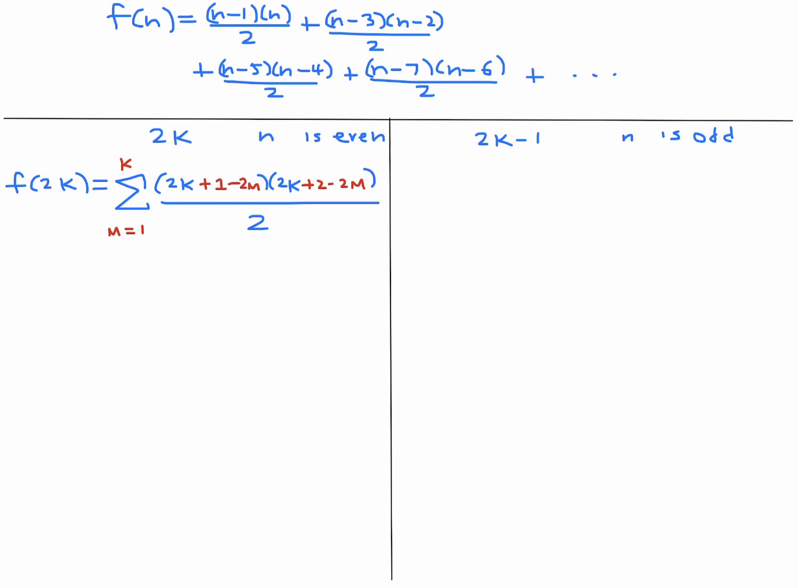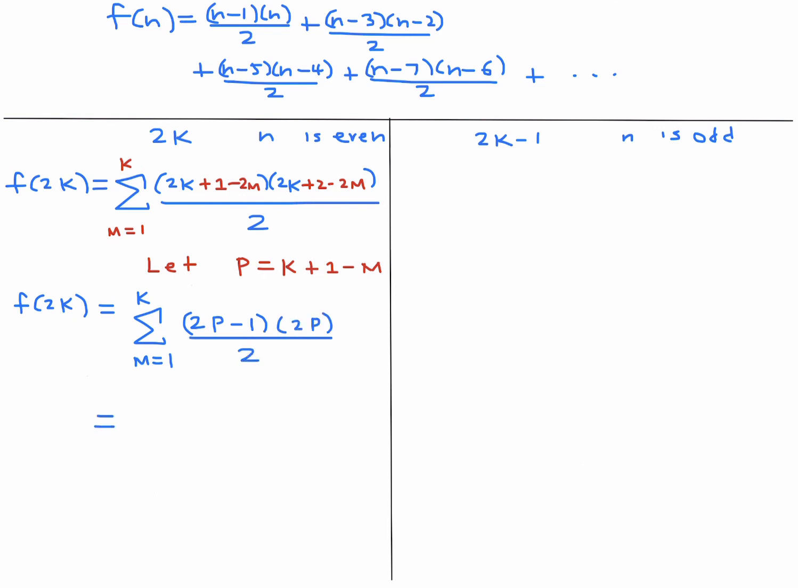To move forward with this, we have to make a substitution that allows us to work with this a little bit easier. And that substitution is we let p equal k plus 1 minus m. And if we do that, this will help us solve this to get it all into one equation, because we can't have a summation. We have to somehow combine it. So this now becomes the sum from m equals 1 to k of 2p minus 1 times 2p all over 2. And then that 2 can cancel out this 2, and then we just have to multiply through by p. And if we do that, we get 2p squared minus p all in brackets, and that is from m equals 1 to k. All right.